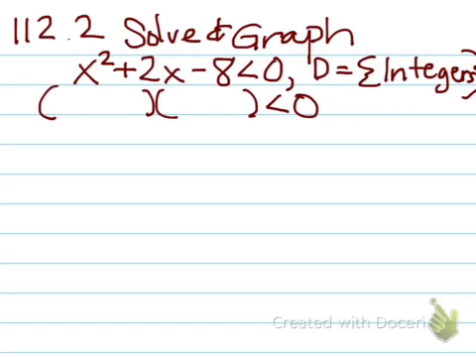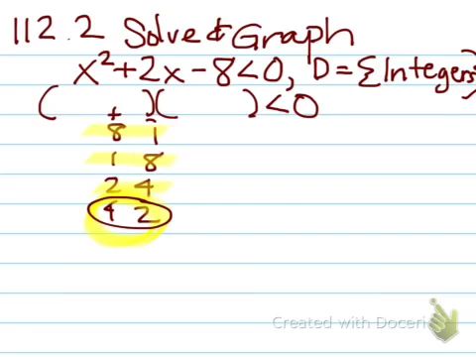Again, we're looking for two numbers that multiply to give us -8 and two numbers that add to give us 2. So here are the possibilities that multiply to give us 8. And again, we need a positive and a negative. If we add 8 and subtract 1, that's not going to give us 2. If we add 1 and subtract 8, doesn't work. If we add 2 and subtract 4, doesn't work. But if we add 4 and subtract 2, there's our solution.